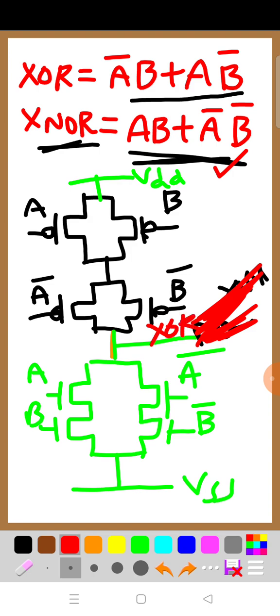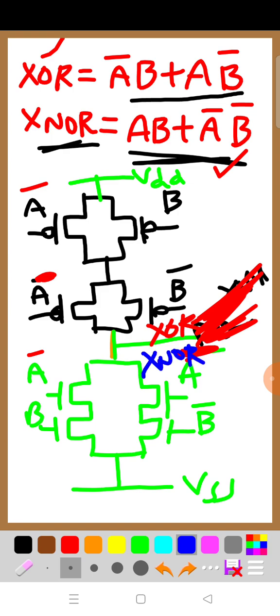Is it clear? Similarly, if I change the inputs, let us consider A complement into B plus A into B complement. Then I can tell that I have used an XOR. And what is the output? Can anybody try to tell? XNOR is the output. Is it clear?